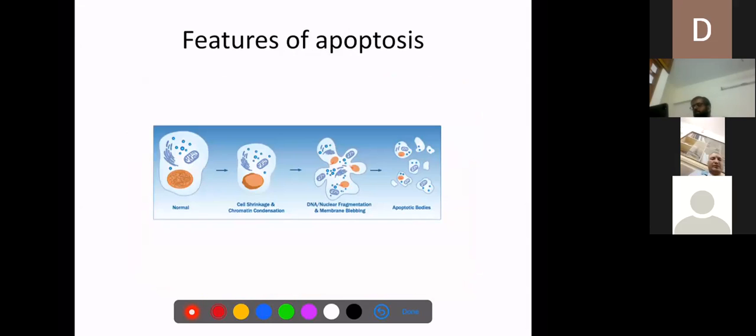What are the features of apoptosis? There is a question asked in the Devita review. That is why I have put up this slide. Otherwise, it's a very simple fact everyone is aware of, but sometimes you may miss the answer.